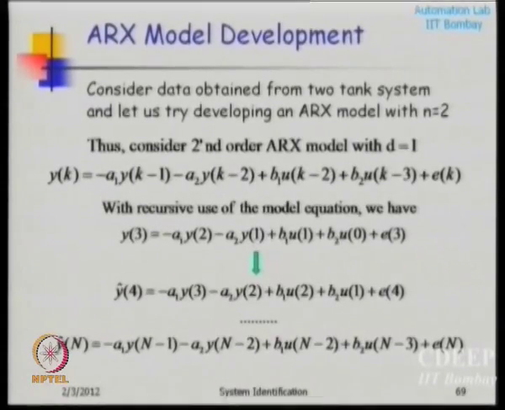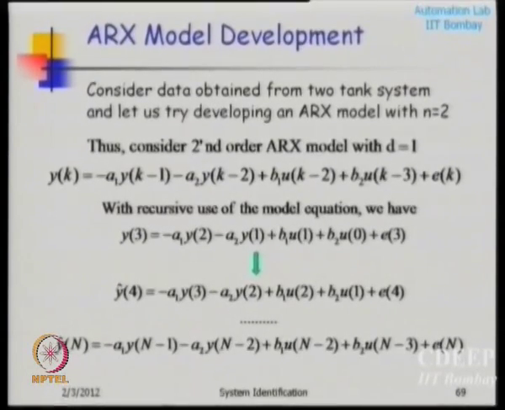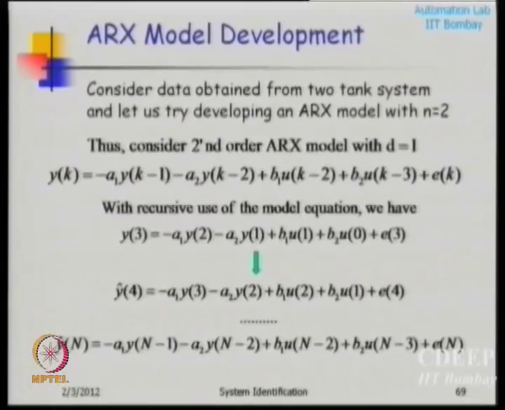Okay, and likewise, if I go on writing these equations, how many equations will I get? I have capital N plus 1 data points, because 0 is considered. So I'll get N minus 3 equations.